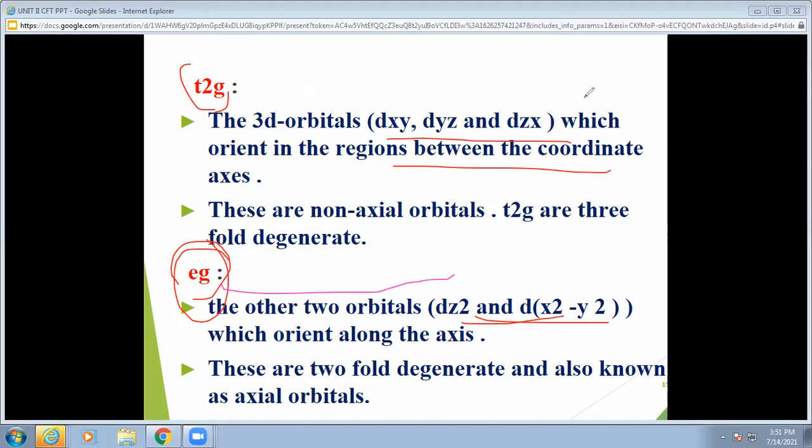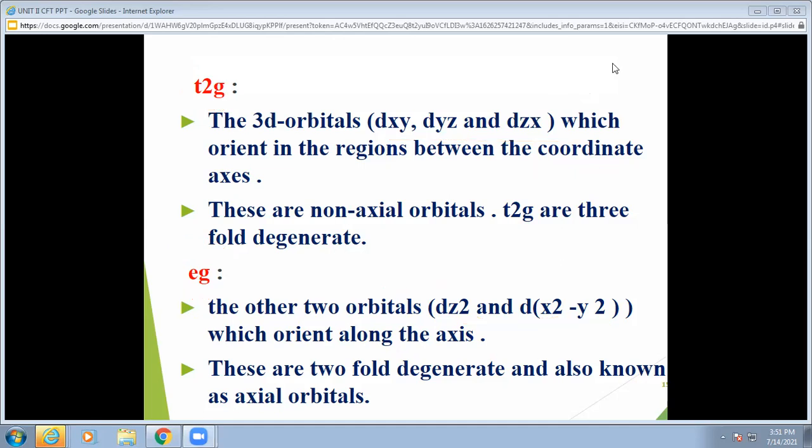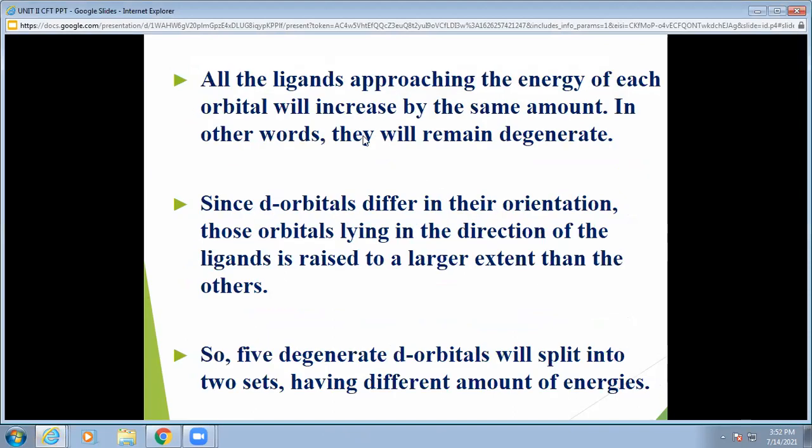What happens in the formation of the bond, in the formation of the complex compound? How does the splitting of the orbitals occur? When all the ligands approach, the energy of each orbital will increase by the same amount. In other words, they will remain degenerate.